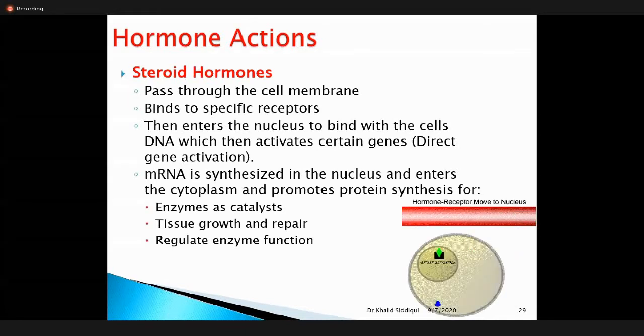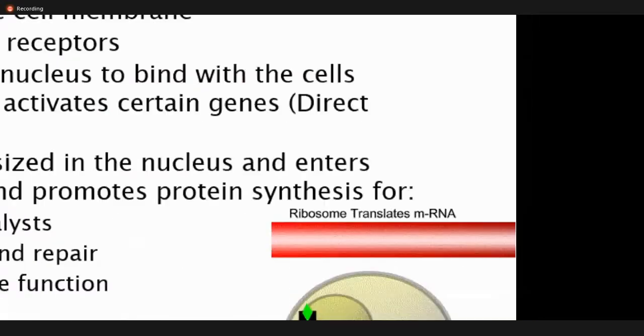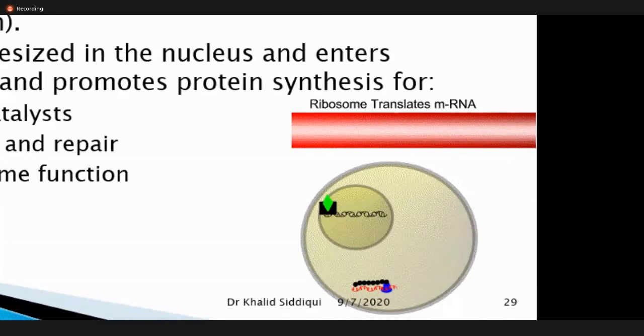Now here you can see the mechanism of action of the hormone. Steroid hormone, yes, the receptor is present inside. Now you can see again. Yes, the hormone binds with this receptor and enters into the nucleus where the messenger RNA is formed, and this messenger RNA acts upon the ribosome and the new protein is formed.